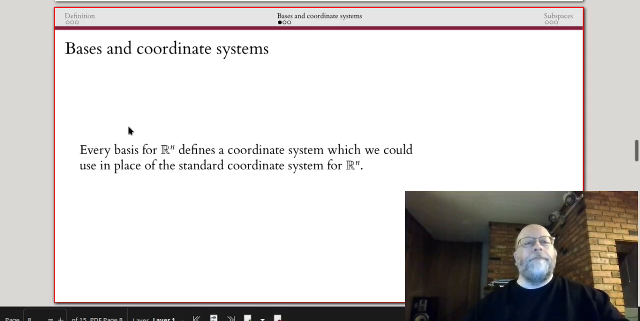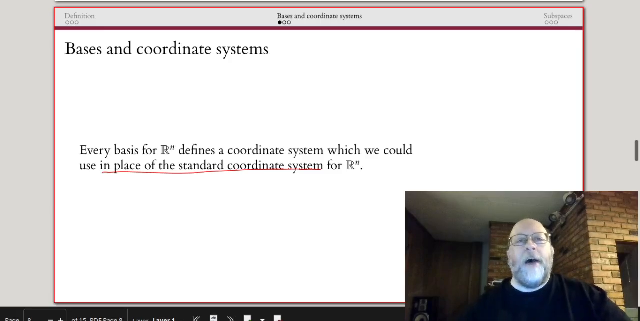All right, let's move on. Every basis for Rn defines a coordinate system that we could use in place of the standard coordinate system for Rn. We have seen problems like this very early in the semester. We're going to study this a little bit more closely now.